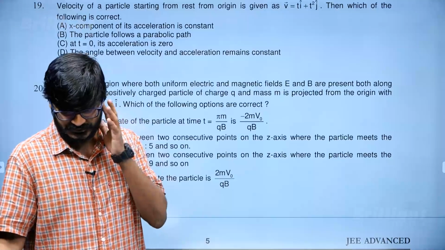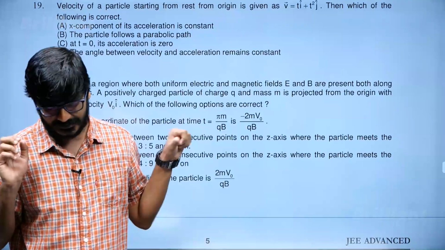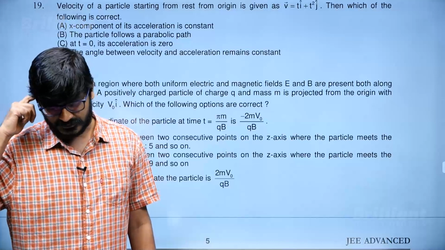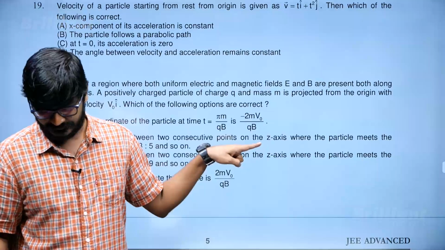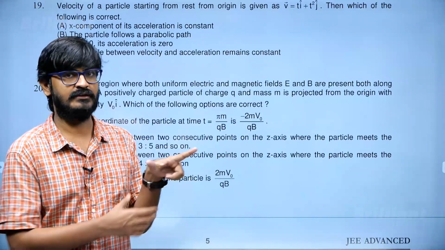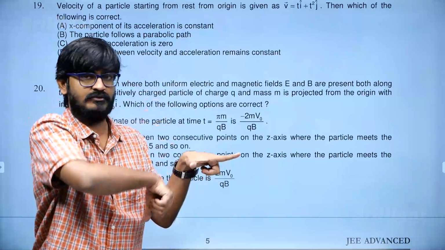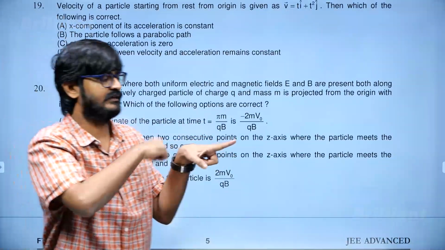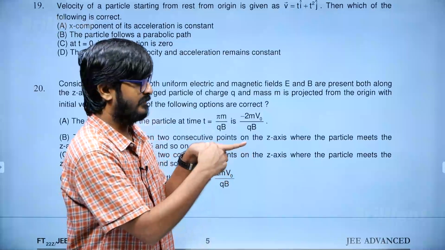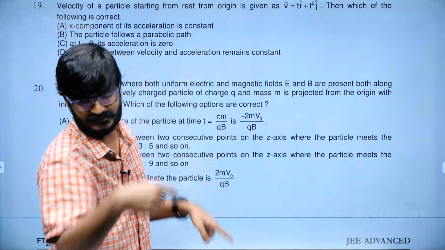Now going to the next question. Consider a region where both uniform electric and magnetic fields are present, both along the z-axis. A positively charged particle of charge q and mass m is projected from origin with initial velocity v0 in the i cap direction. So velocity is this way, and the magnetic and electric fields are in this direction. If I consider only the magnetic force, then it is going to be v bar cross B bar, and the force is going to be in the downward direction. If only the magnetic field were there, it would have performed this circular motion, right? But because of the electric field, what will happen? The pitch will keep increasing, right? So it will be performing an ellipse with increasing pitch.